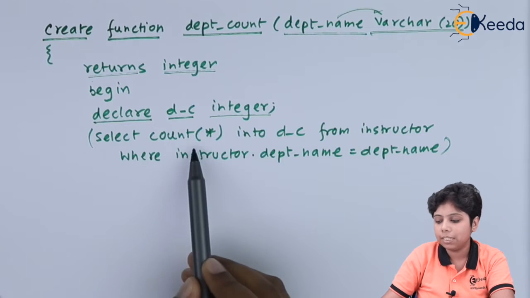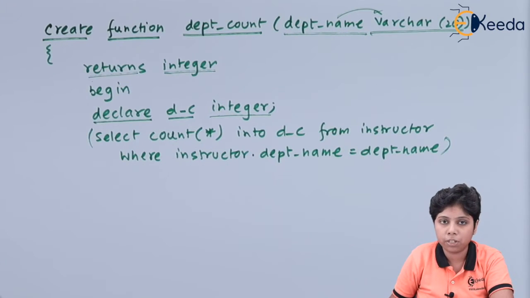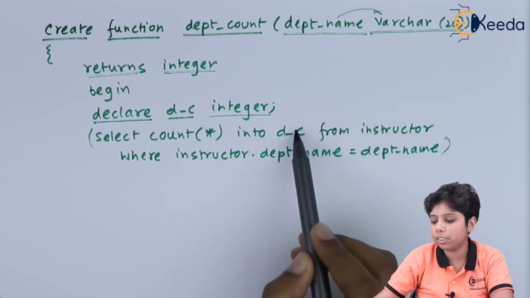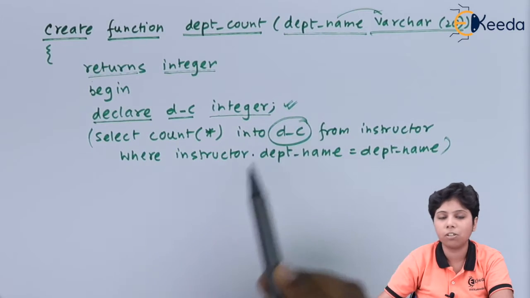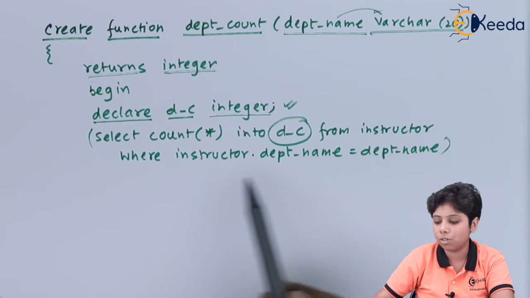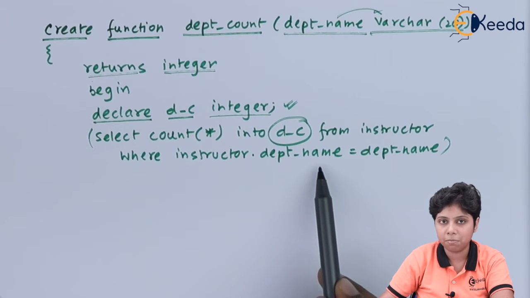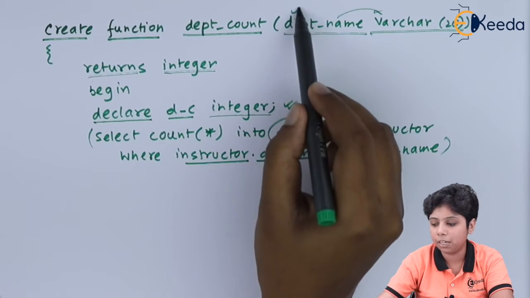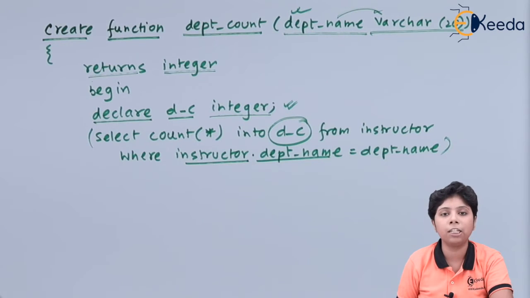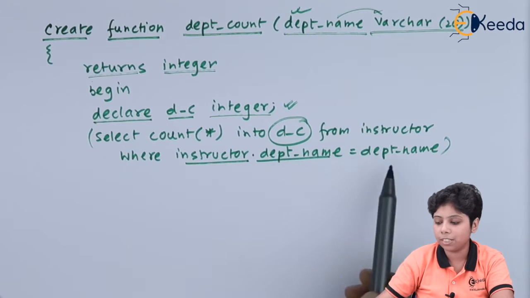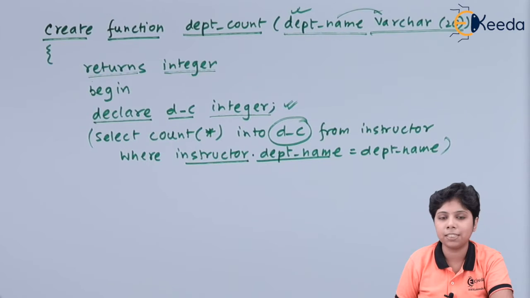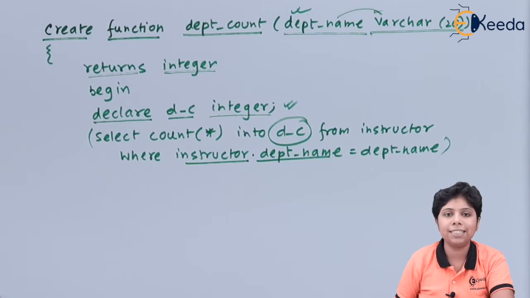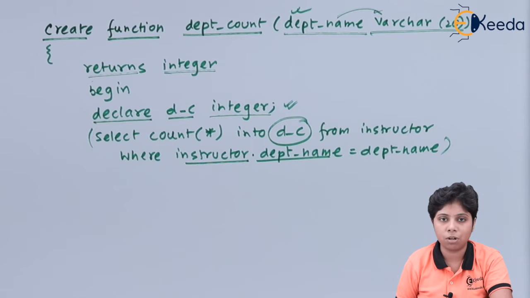Now I am selecting count star, that means all the tuple records in the relation, into the variable that I have declared as a part of the function. From instructor, where instructor.department name, the value in the particular relation, matches the department name that I passed as the argument of the function. If these two match, then I am counting all the tuples inside the instructor relation. Now that I have performed that, DC has got the department count, the number of departments in the instructor relation.